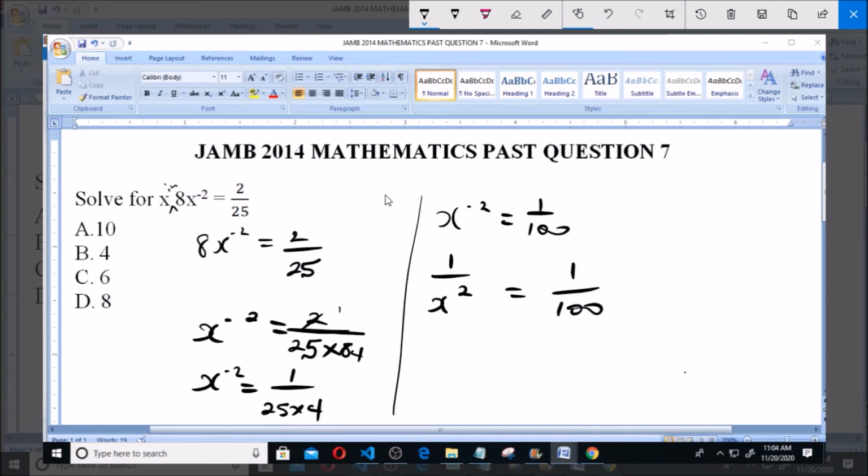So therefore we can now say that x raised to the power of 2 is equal to 100. Now x will be equal to the square root of 100, which is equal to 10. So x is 10, which is option A.